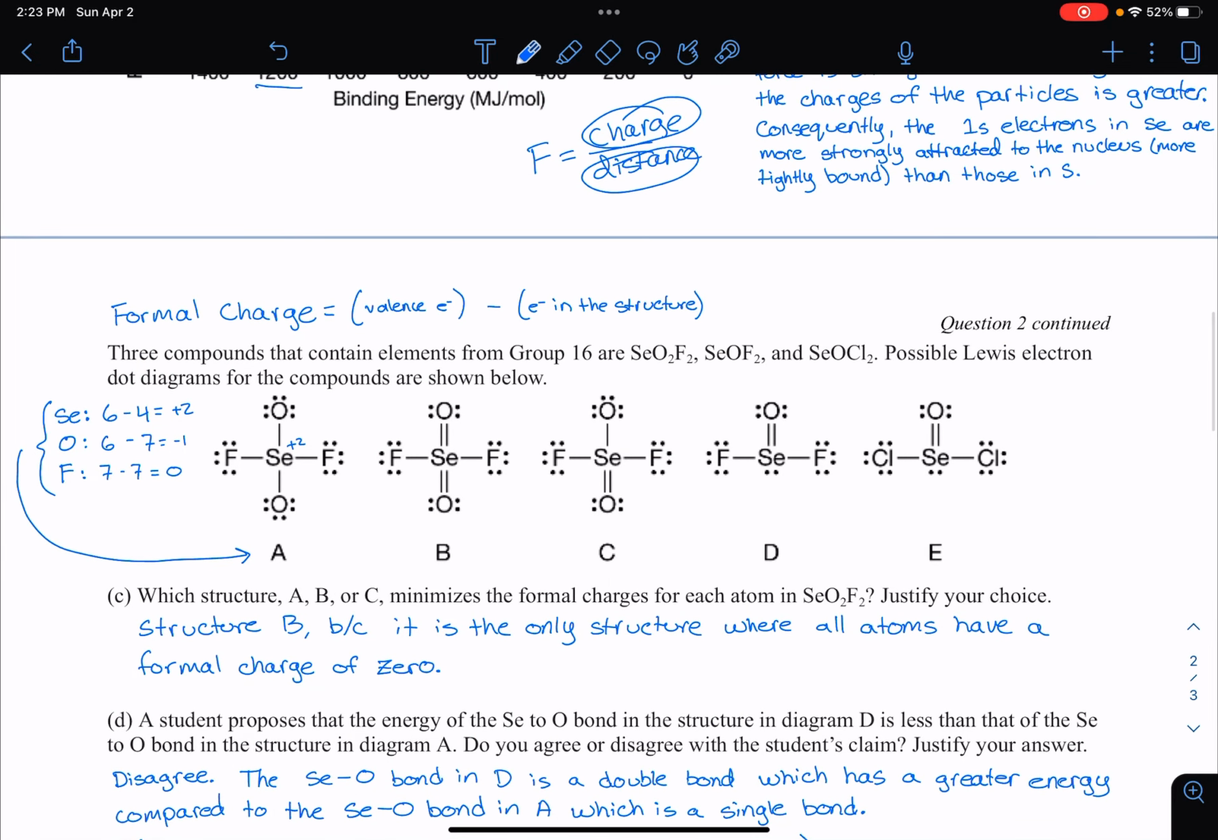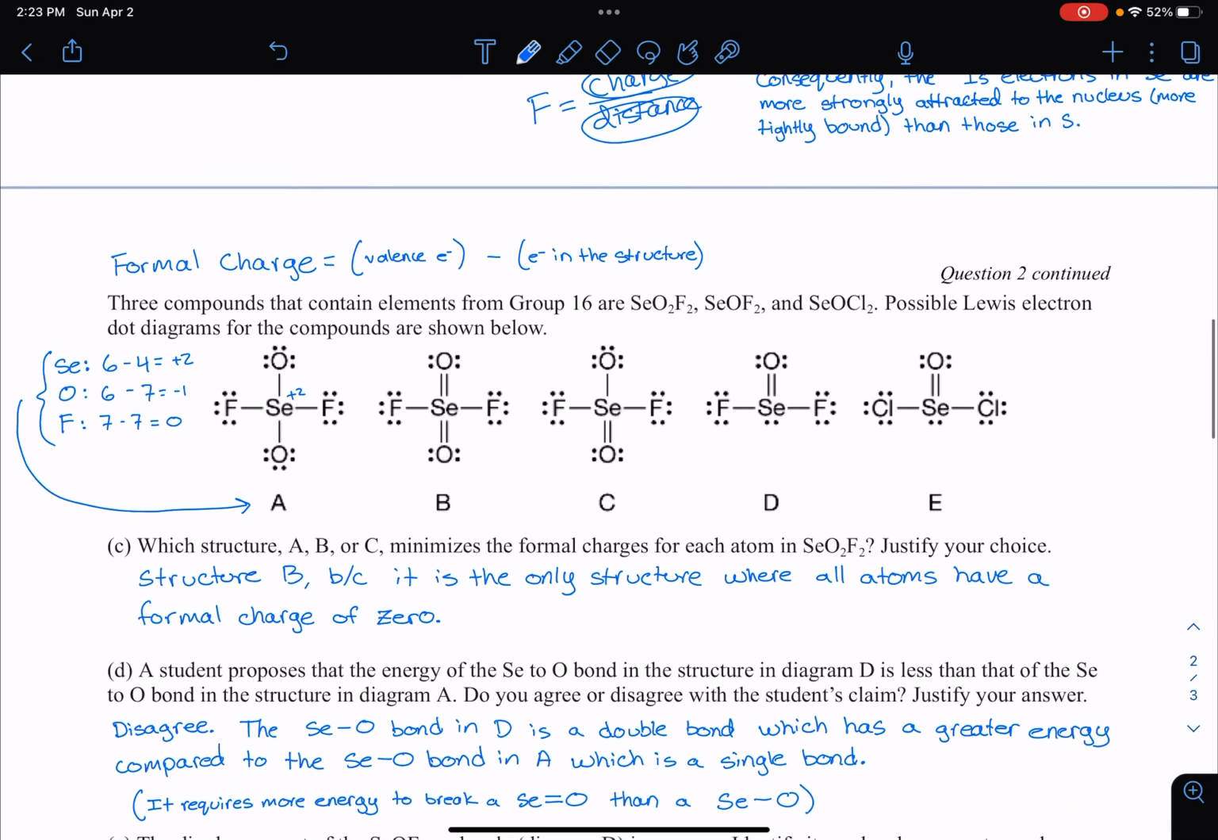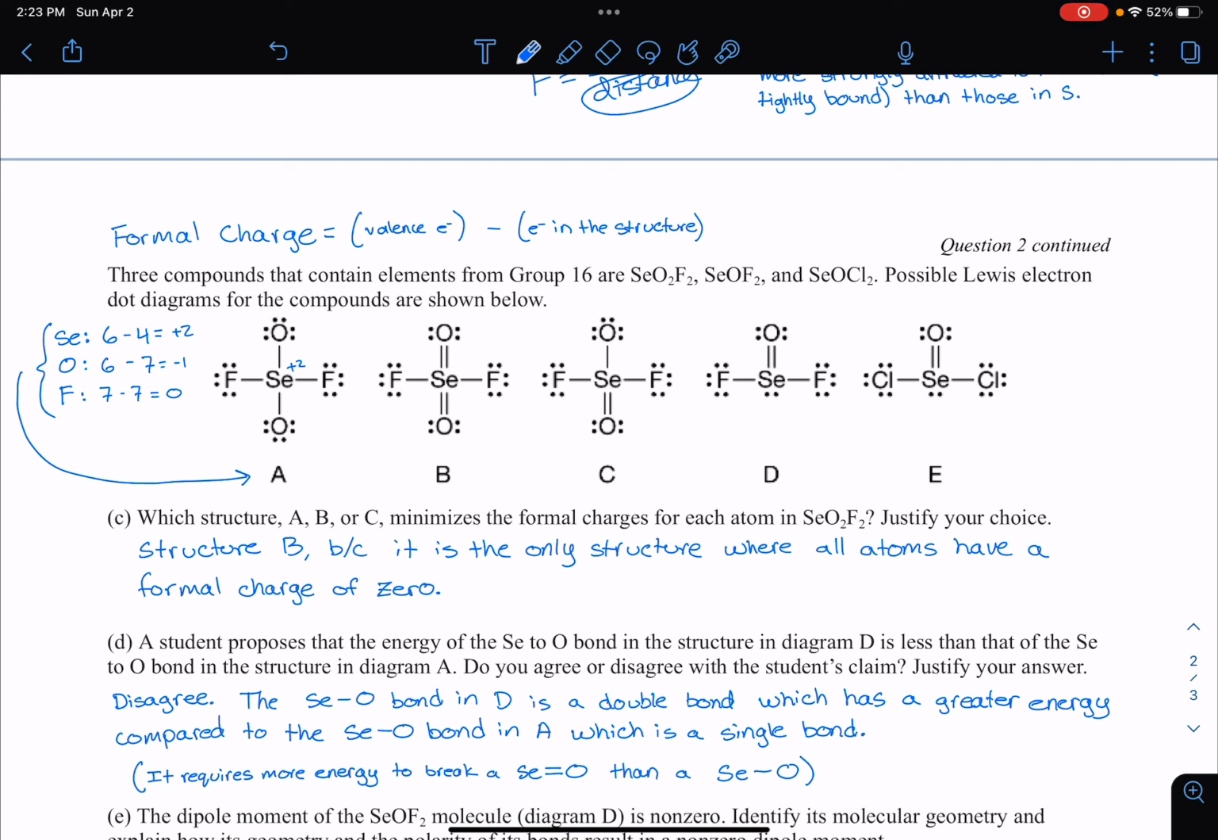All right, so here's some Lewis structures, and we need to talk about formal charge. But first, the question says 3 compounds that contain elements from group 16, these 3 compounds here. Possible Lewis electron dot diagrams for the compounds are shown below. All right, so part C says which structure, A, B, or C, minimizes the formal charge for each atom in SeO2F2, and justify your choice.